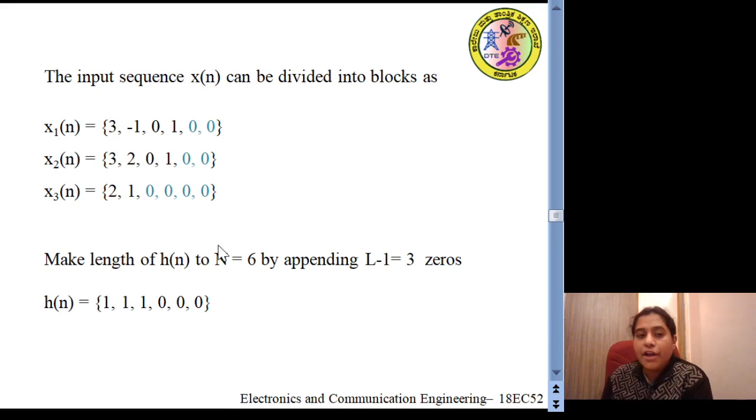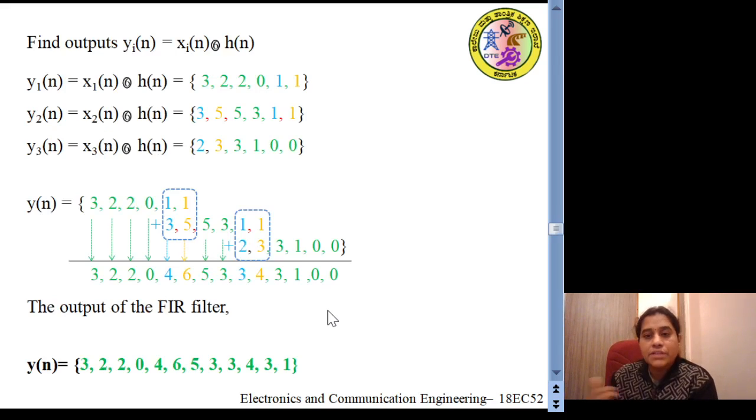Next, we have to make the length of the impulse response equal to the length of the segmented block. h of n is given as 1, 1, 1. That is 3, but we have to make the length of h of n to be 6, so we append the remaining 3 zeros to obtain h of n equal to 1, 1, 1, 0, 0 and 0.